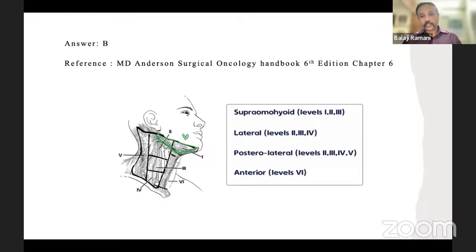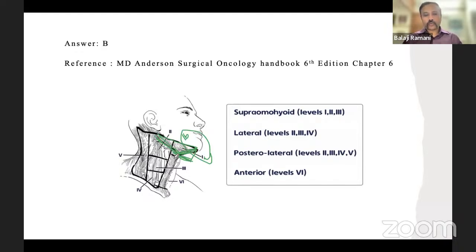Then you have the anterior belly of digastric, the opposite side anterior belly, and you have the hyoid bone. So these three together will form the 1A level of nodes. So 1A and 1B together are the submental and the submandibular triangles. Then you have the level 2, 3, and 4, which are based on the jugular level of lymph nodes.